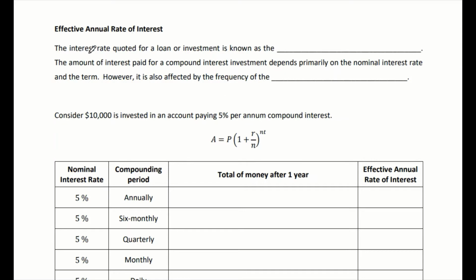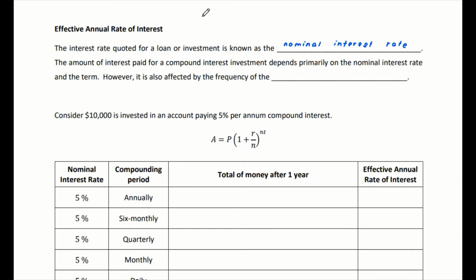All right. So the interest rate that the bank normally quotes for a loan or investment is called the nominal interest rate. This nominal interest rate is normally the interest rate per annum. Previously, when we went through all the examples, all the interest rates given to you were nominal interest rates. Normally, the amount of interest that you will get after a certain period of time depends on two things. The first one is the nominal interest rate and the second one is the term.